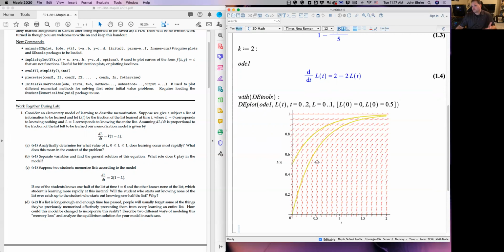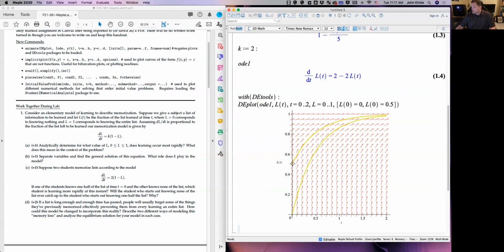The other feature of this that I want you to pay attention to is this is an autonomous model, right? The independent variable t does not show up on the right-hand side of the equation. So because of that, you can see along every horizontal line in the slope field that all of the slopes are equal.